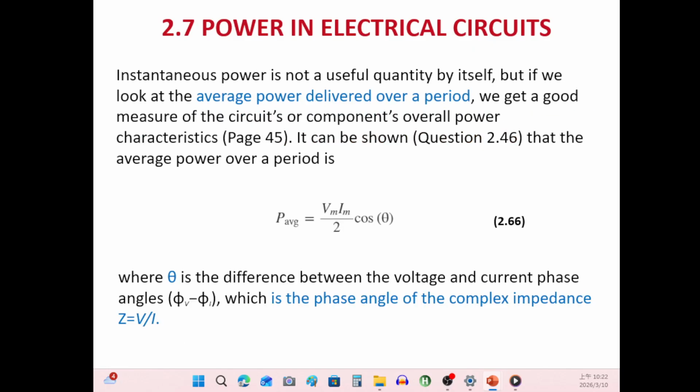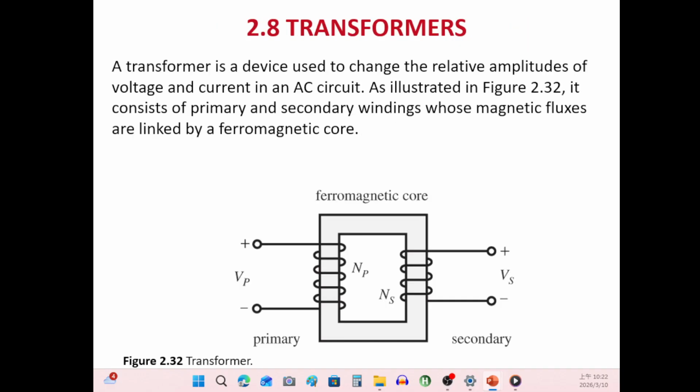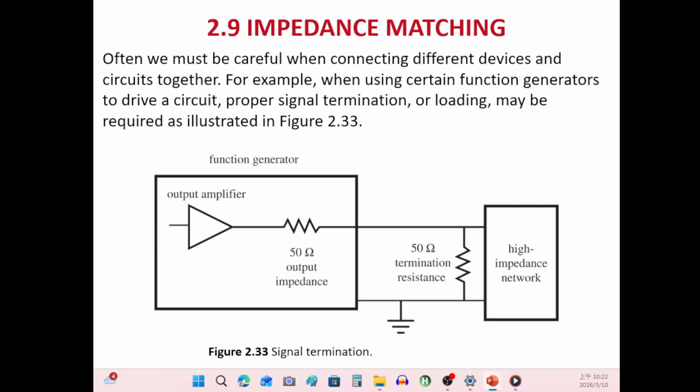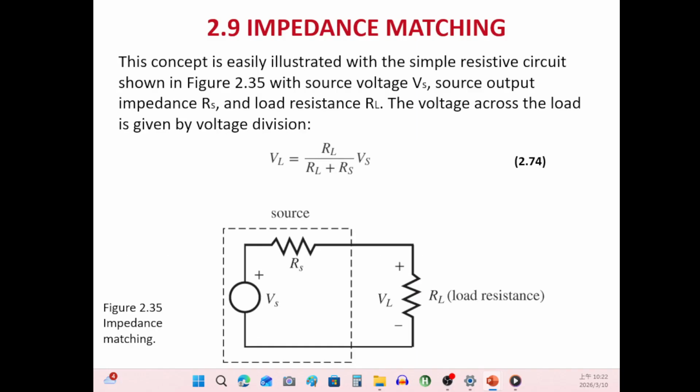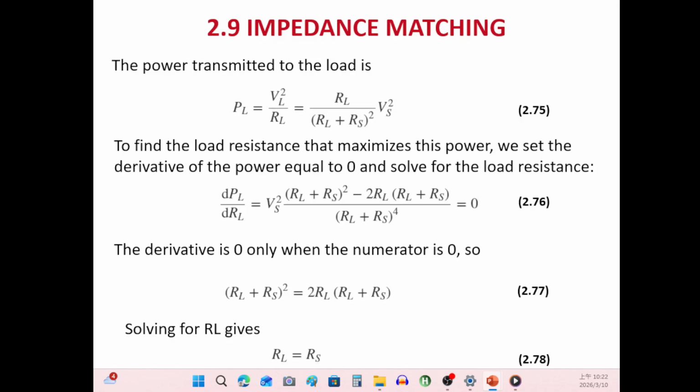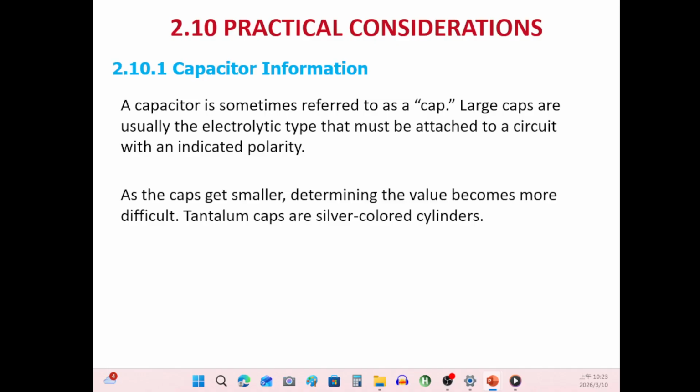And I think, yeah, pretty much we go through the impedance matching. So for the maximum power transmission, the load resistance is equal to the output impedance of the voltage source. In order to get the maximum power output, we go through this.